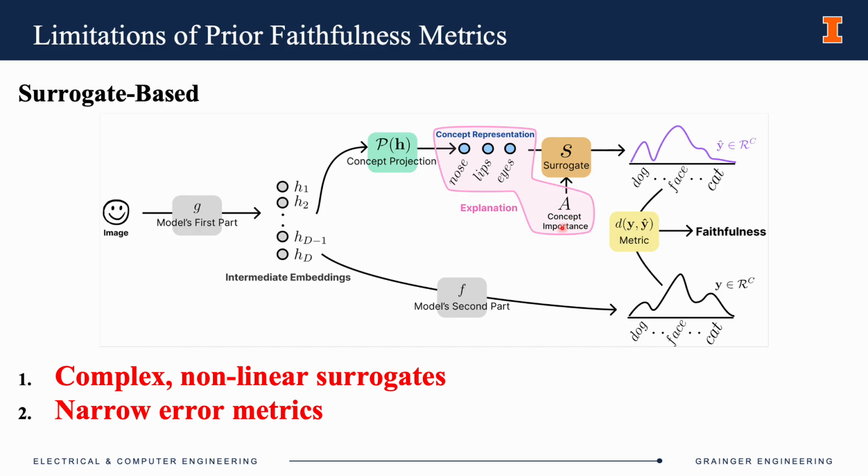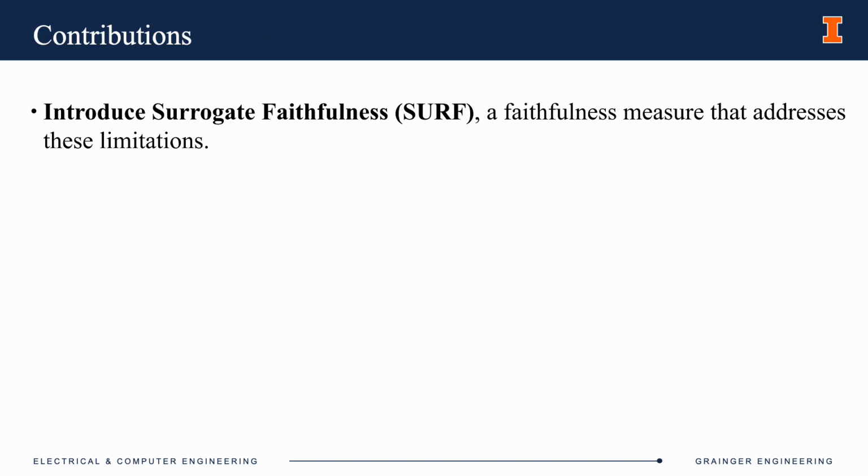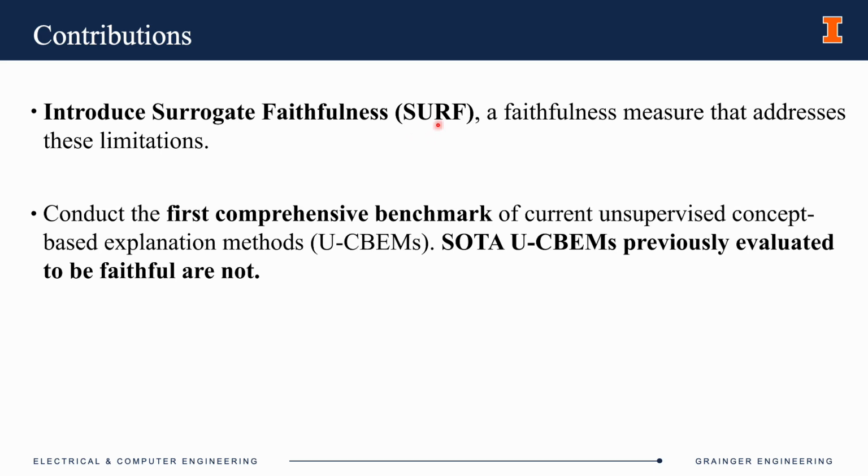The second limitation is that the error metric here is usually very narrow, and it usually is looking only at the top one predicted class and ignores errors on the remainder of the output distribution, even if they are significant. We find that both of these limitations are adjustable, which leads to our contributions. We make two contributions. First, we introduce surrogate faithfulness, or SURF, a faithfulness measure that addresses these limitations. Then, using SURF, we conduct the first comprehensive benchmark of previous concept-based explanation methods, and we find that state-of-the-art methods that are previously thought to be faithful are not.